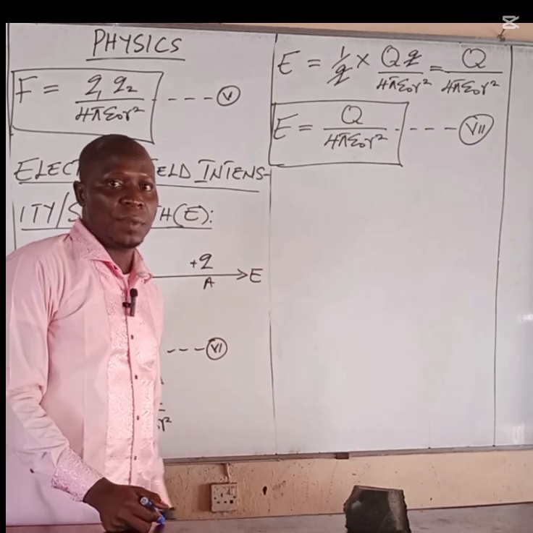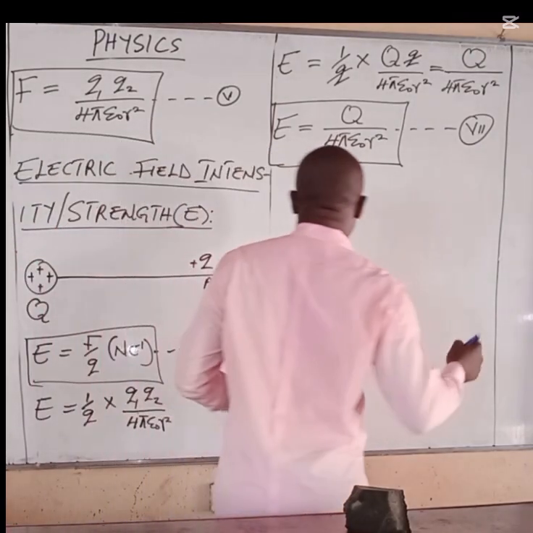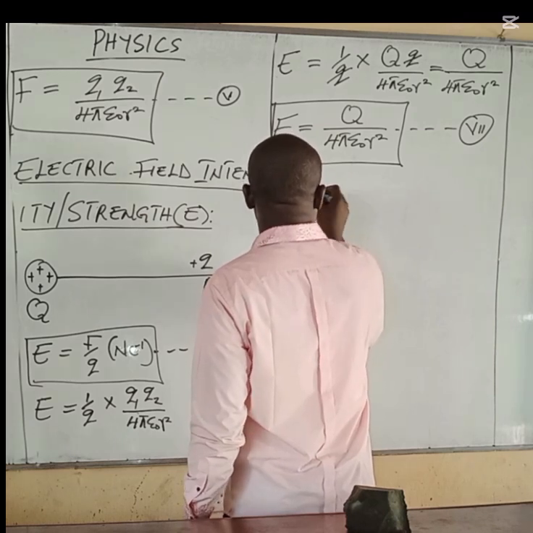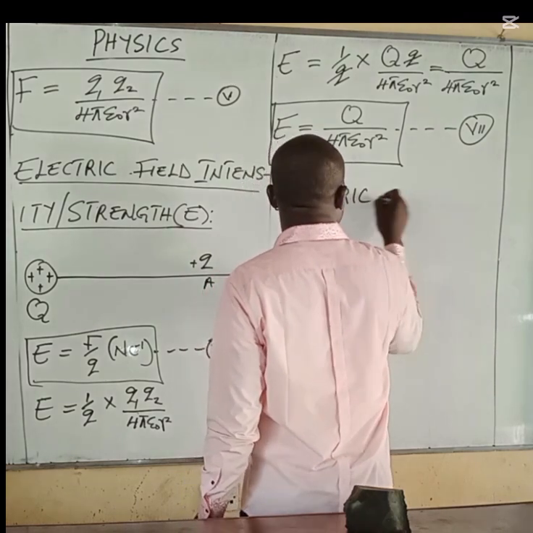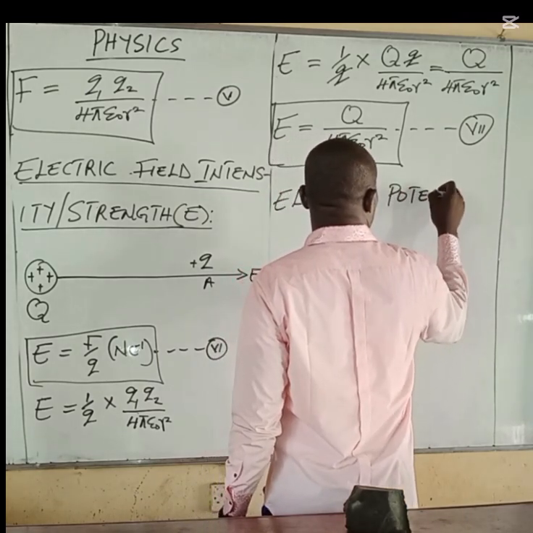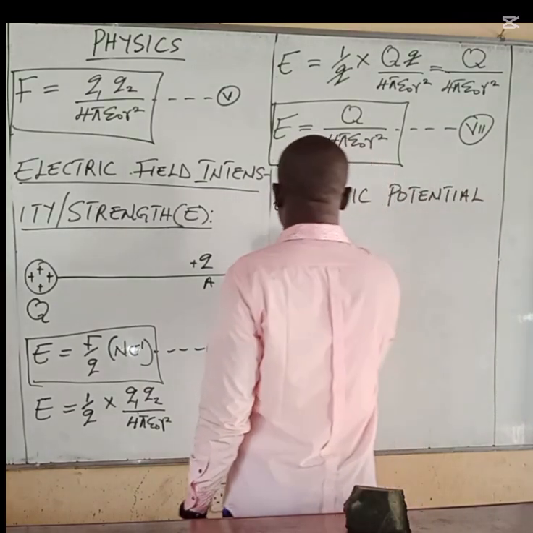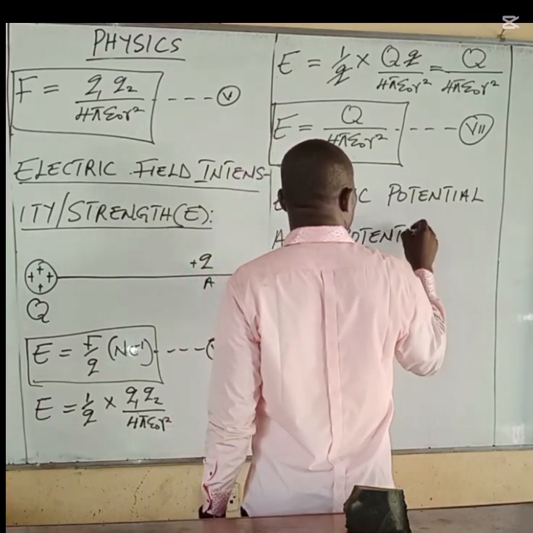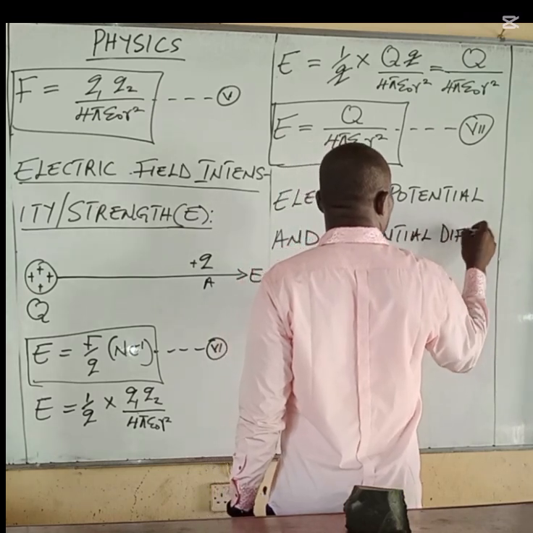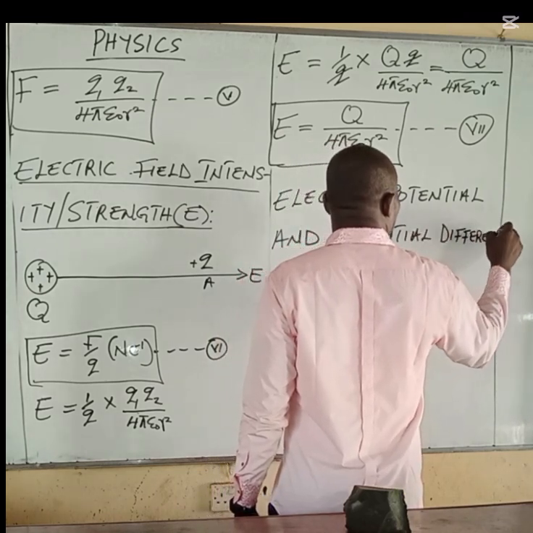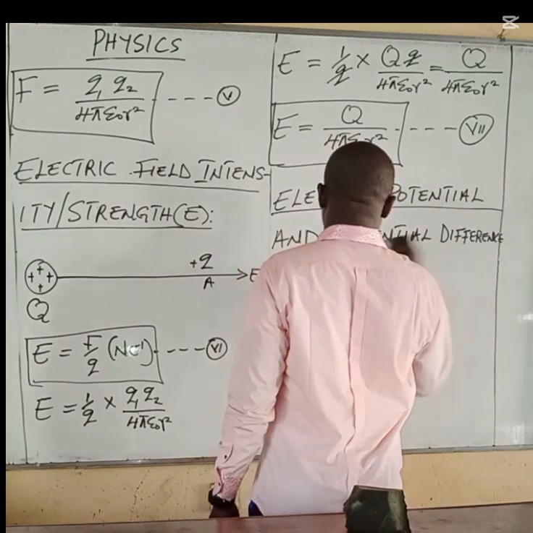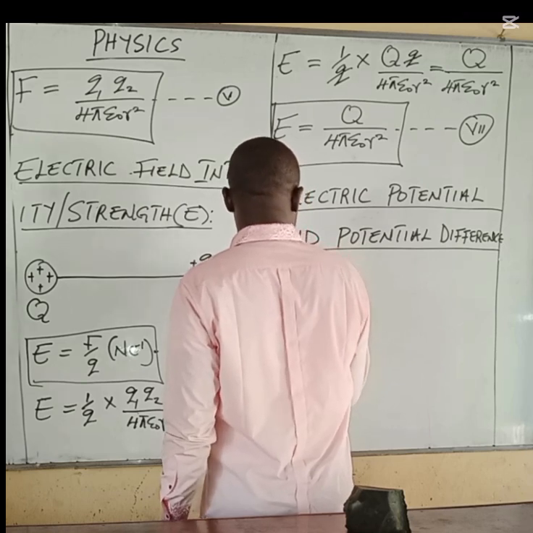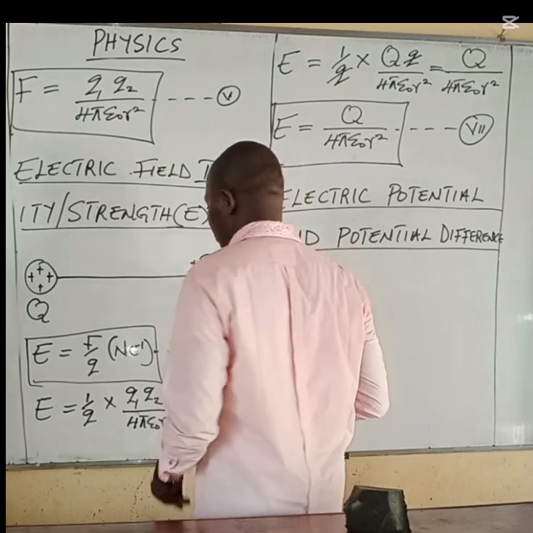So having defined electric field intensity, we keep that aside. We go to electric potential and potential difference. We use V to represent potential difference.